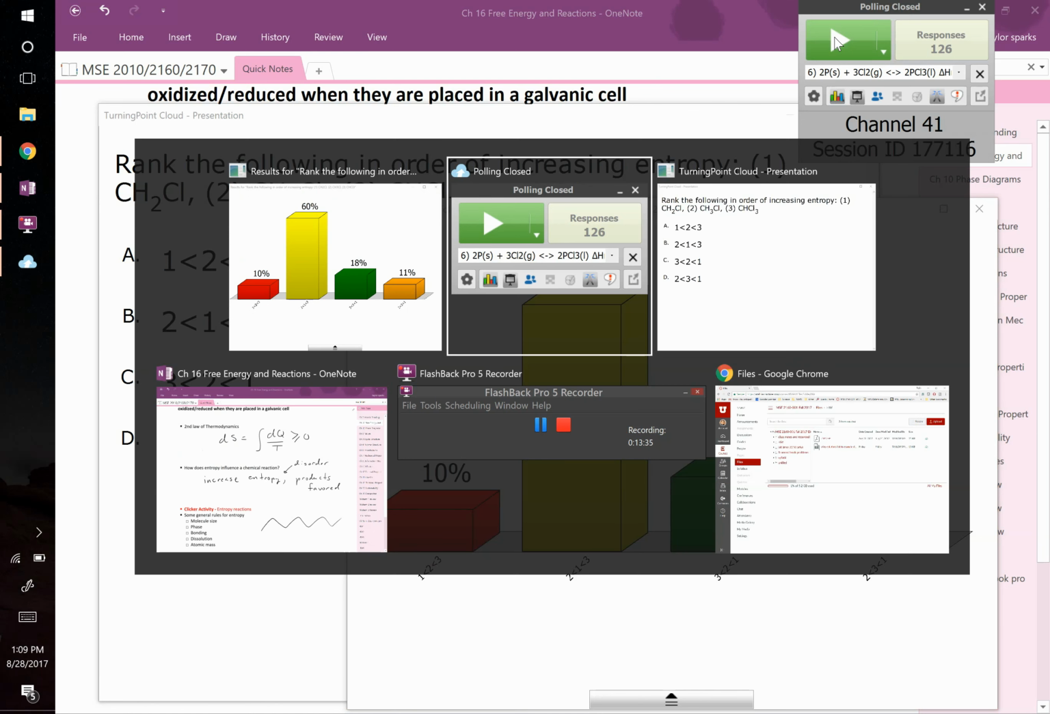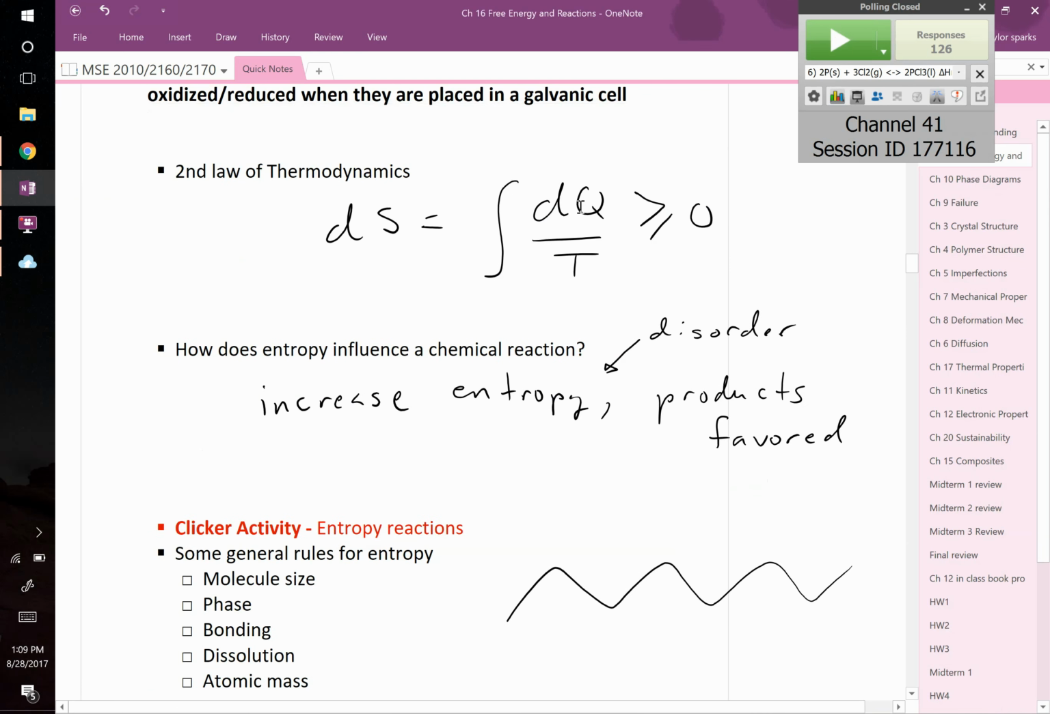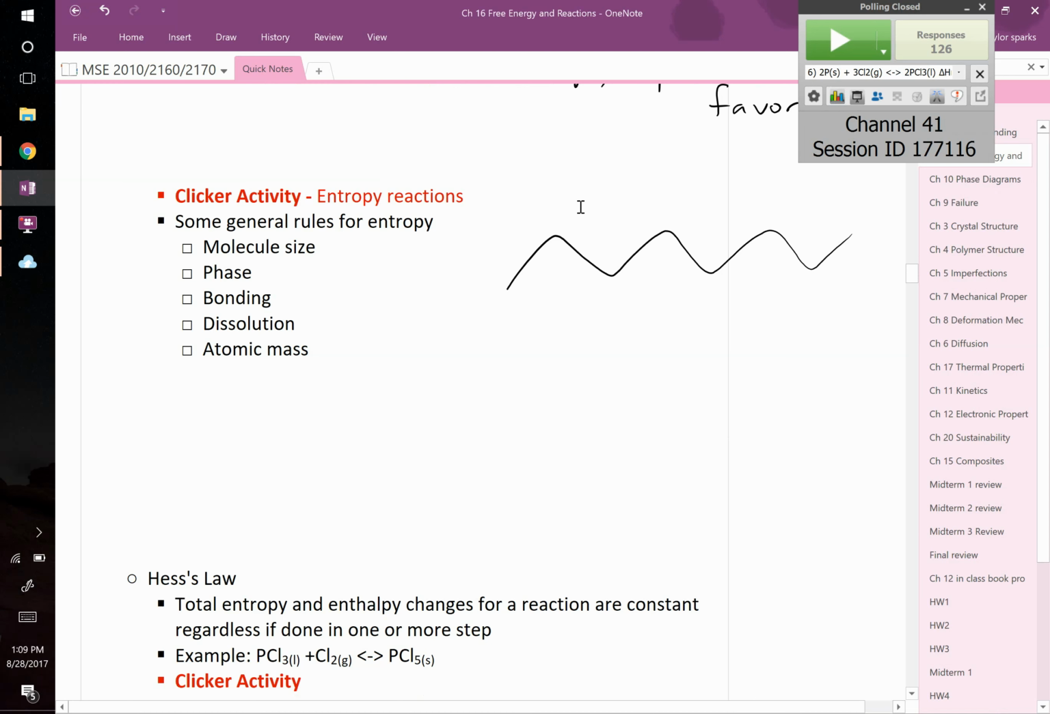So let's sum up some of the things we've learned from this series of examples. First off, molecule size. Bigger molecules have more entropy than smaller molecules. Second, in terms of phases, gas has far more entropy than liquid, which has far more than solid. Bonding: if you have a bond that allows rotation, like a single bond, carbon single bonded to another carbon, that bond can rotate, so it's more disordered than, say, a double or triple bond, which are not able to rotate.